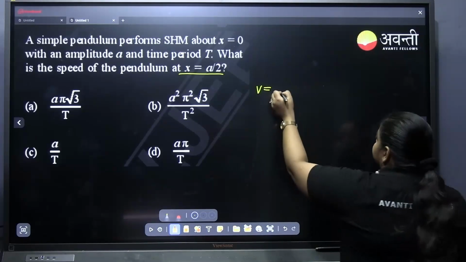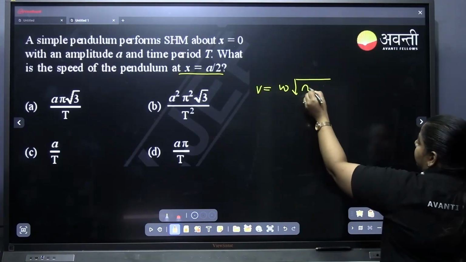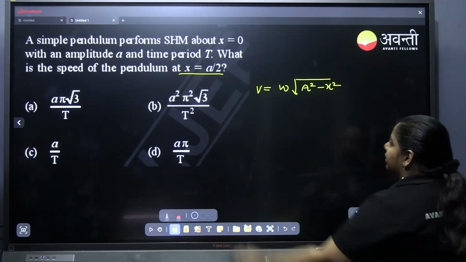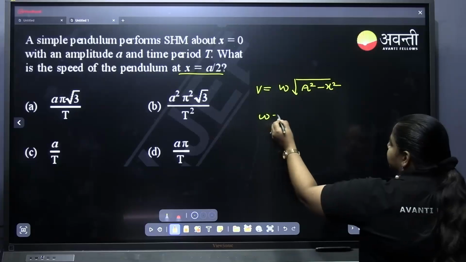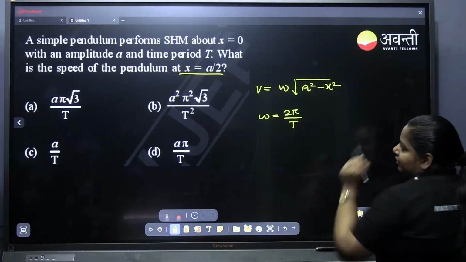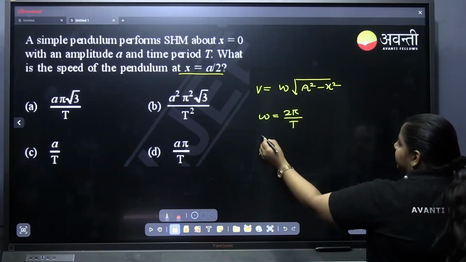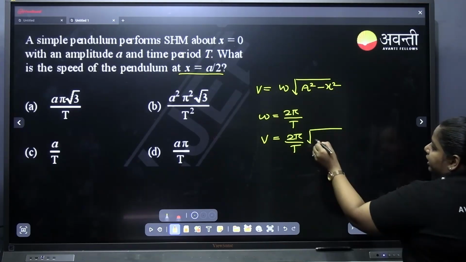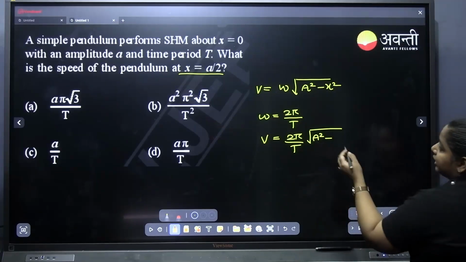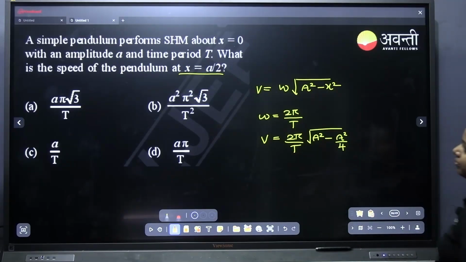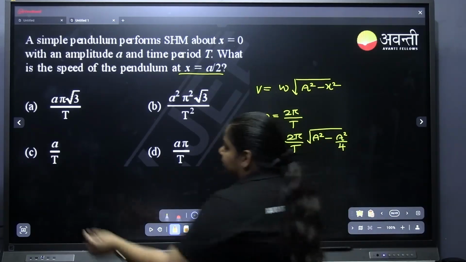Speed is equal to omega root a square minus x square. Omega is not given, but time period is given. So omega is equal to 2 pi by T. Substituting that here, v equals 2 pi by T root of a square minus x square, where x equals a square by 4. Yes, option A is the answer.